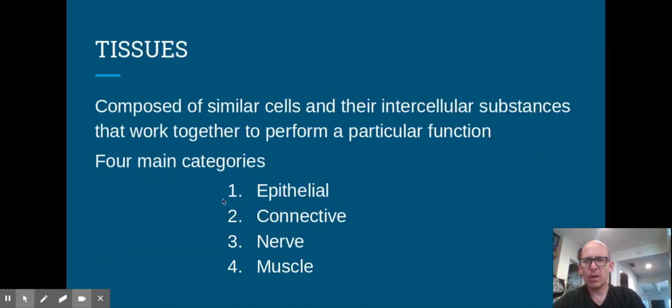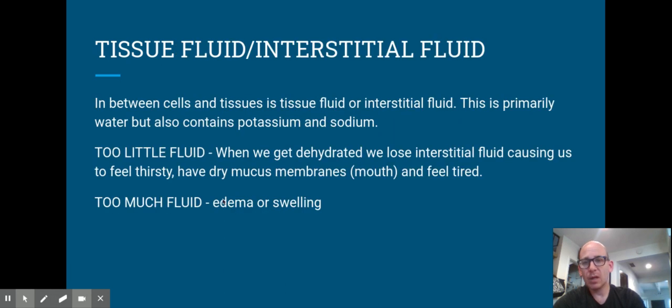No, I didn't. Okay. So now when we get cells together that are similar, serve the same purpose, we call it a tissue. Now, in between the cells, we'll talk about that in the next slide. So basically, there are 4 major categories of tissue: epithelial, connective, nerve, and muscle. So we'll look at each of those individually.